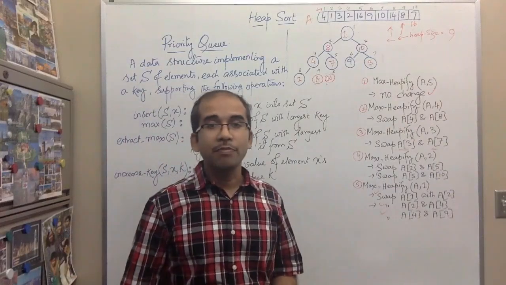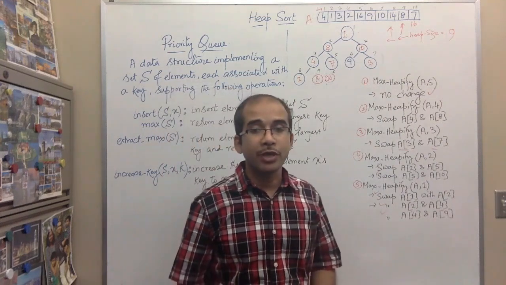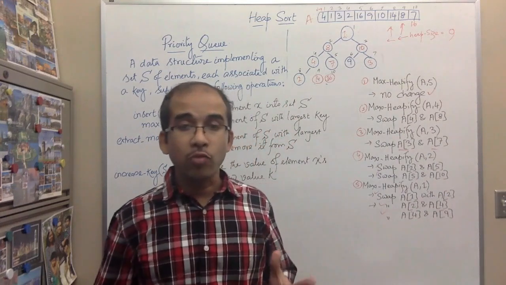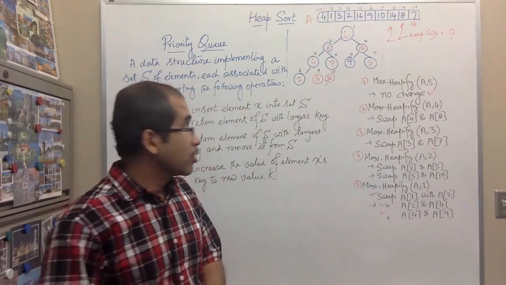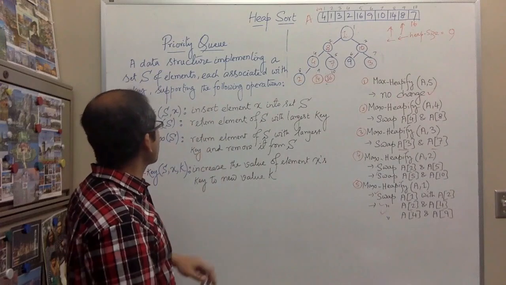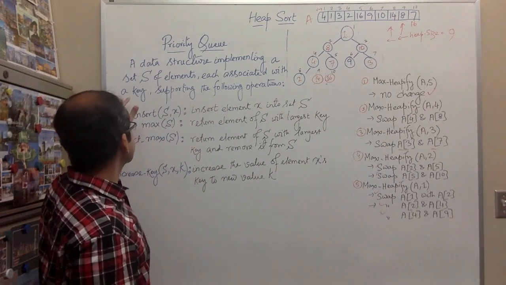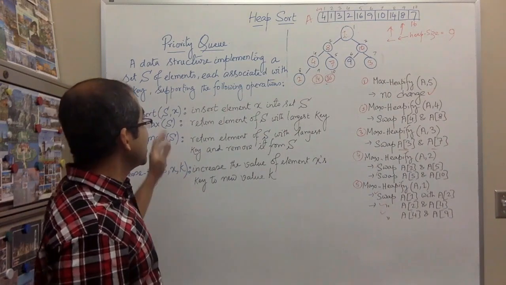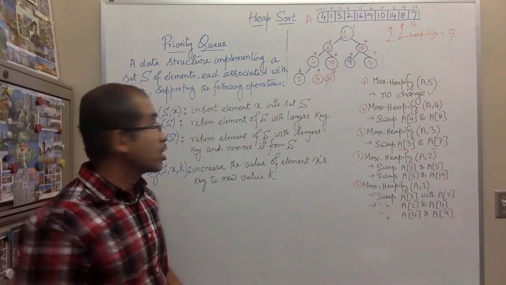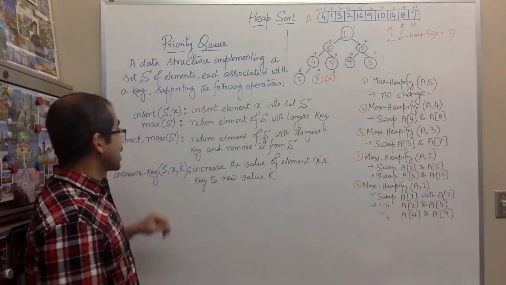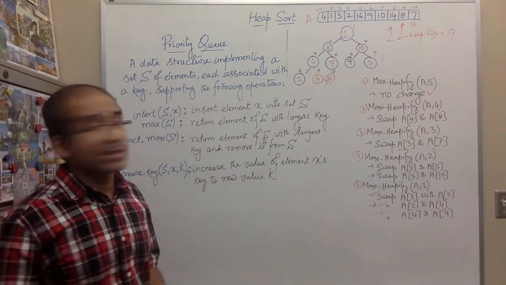Once we have talked about the heap data structure and all its operations like build max heap, max heapification and stuff like that, we will talk about one data structure which is a direct fallout from the heaps. Okay, so it's called a priority queue. What is a priority queue? It's a data structure implementing a set S of elements, each associated with a key, supporting the following operations. What are the operations? Insert(S, x). So what does it do? It inserts element x into set S.